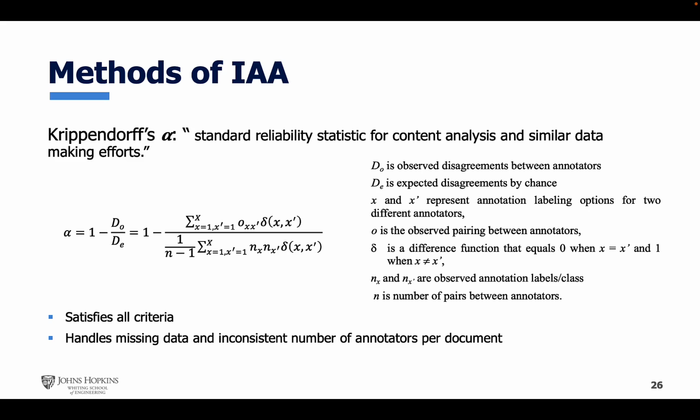And so here's some nuance in the way we calculate observed disagreements and expected disagreements. So let's say that there's 2 different annotators being represented, X and X prime. These are annotation labeling options for 2 different annotators. And the O, X X prime, is the observed pairing between annotators. So you see, here's an item that 2 annotators paired and observed. And then that delta X X prime is a difference function, which is 0 when they agree, and it's a 1 when they disagree. And so what that's doing is it's going through the document, and it's adding up all of the times that they disagreed, right?